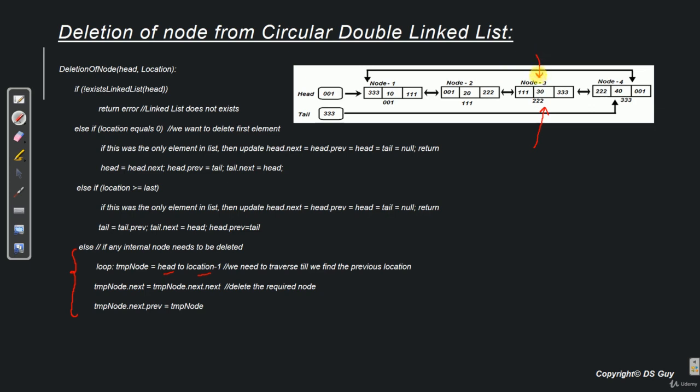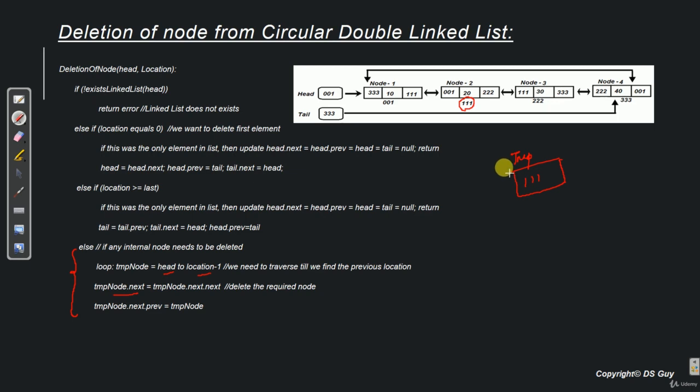Then what is location -1? The node which is before node 3, which is node 2. So we'll start from node 1, keep traversing towards right until we reach node 2. Once we reach there, we assign the address of node 2 to a temporary variable. So let's say TMP is the temporary variable and it has address 111, which is the address of node 2.